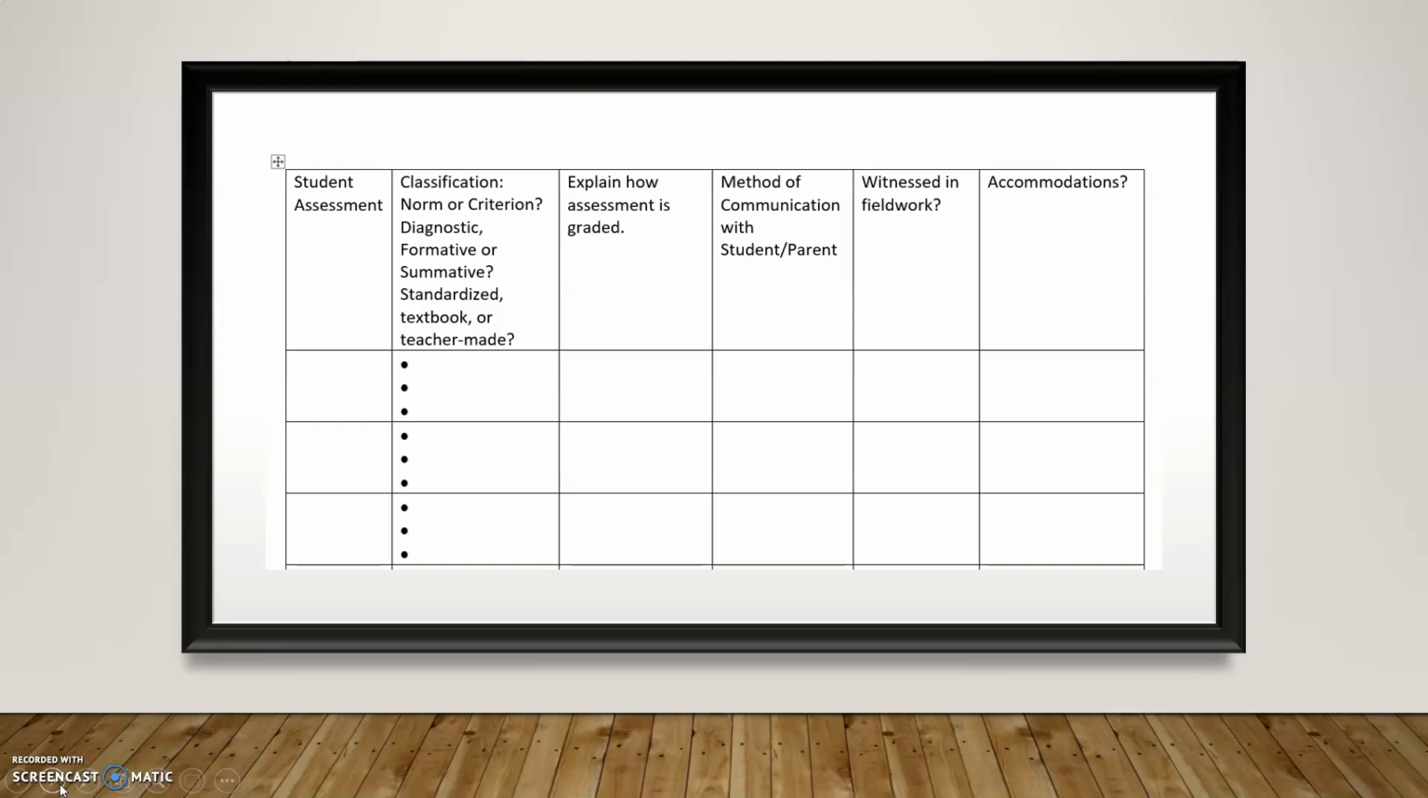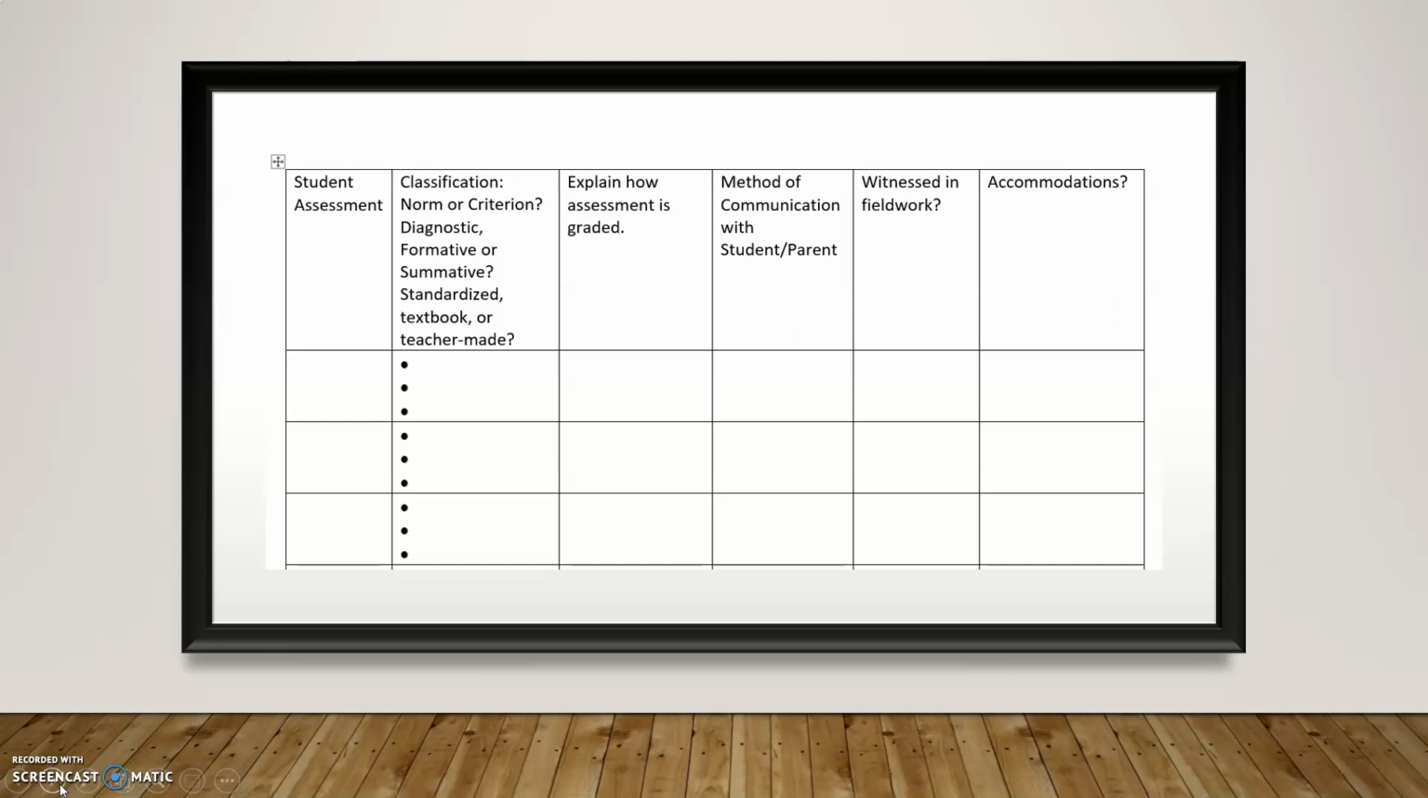In column 2, classify each assessment by identifying 3 things: whether it's a norm referenced or a criterion referenced test, whether it's a diagnostic, a formative, or summative, and how was that assessment created? In other words, was it created from a textbook, was it teacher-made, or is it a standardized test from the state or district? In column 3, describe how the assessment was graded. Did the teacher grade on points or percentages? Did he or she use letter grades or symbols? Think kindergarten or first grade for the symbols.